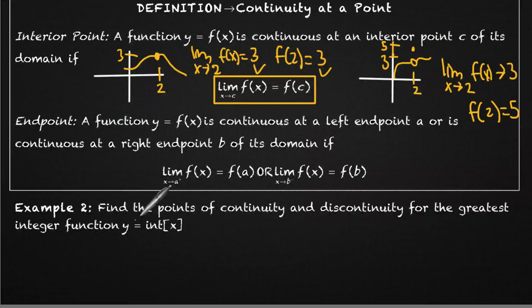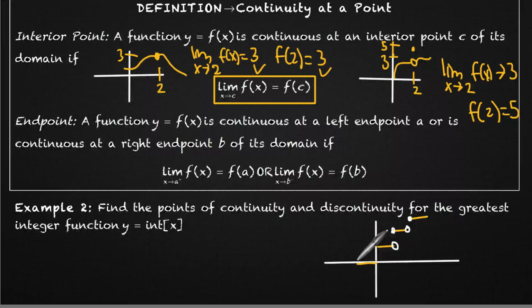So let's apply that to example 2. Find the points of continuity and discontinuity for the greatest integer function. All right, so the greatest integer function, you may or may not know, but it looks kind of like this right here, where you have a bunch of lines, and you have open circles. So you have essentially an open circle and then a closed circle, open circle, then a closed circle, and it goes on forever here.